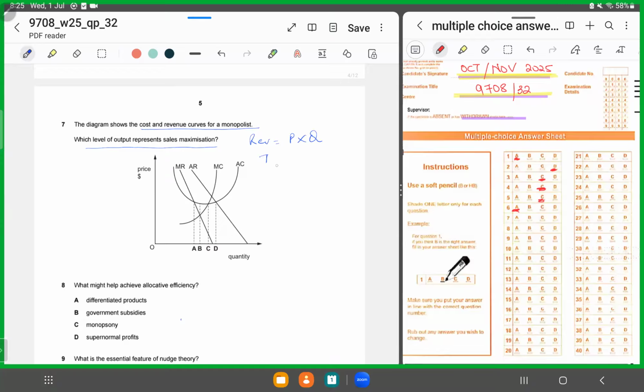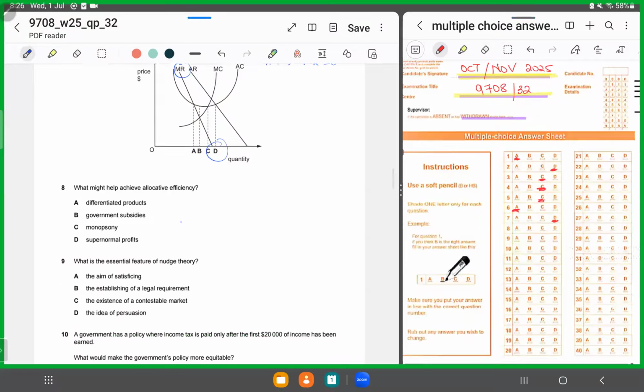But the revenue is going to be maximum at what? When marginal revenue is zero. So look at the curve for marginal revenue and tell me when it's going to be zero. When it's going to be cutting the x-axis. And where is it cutting the x-axis? It's cutting the x-axis at point D. So we'll shade in D as the correct answer. I hope you understood. Moving forward, MCQ number 8.